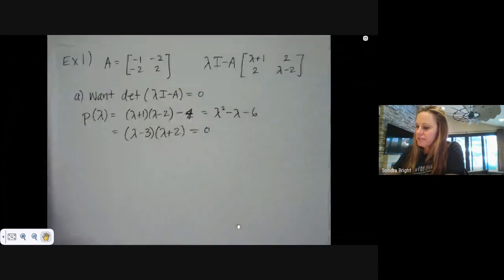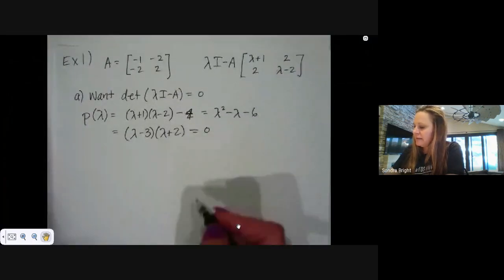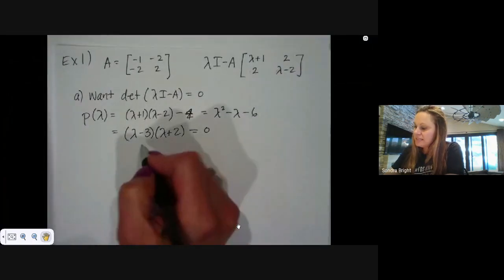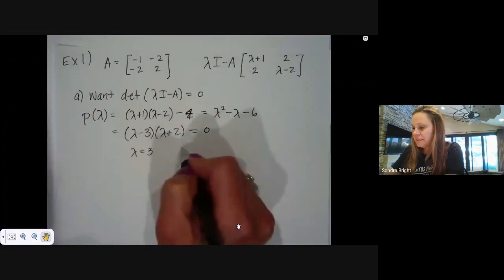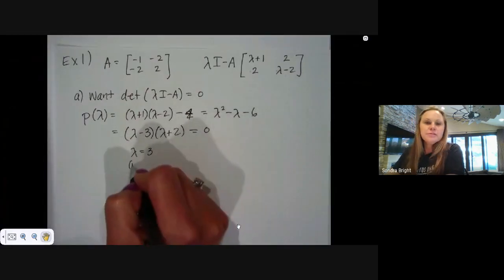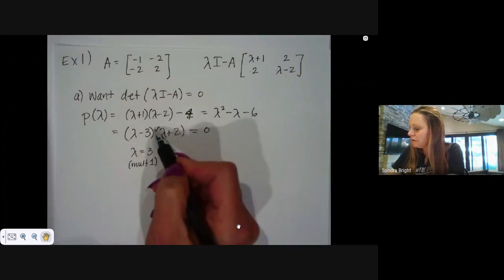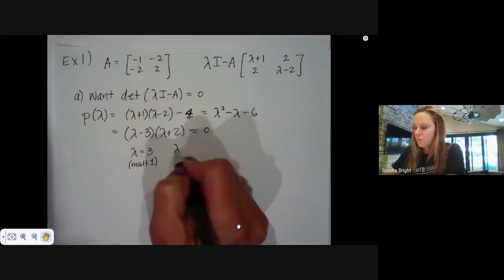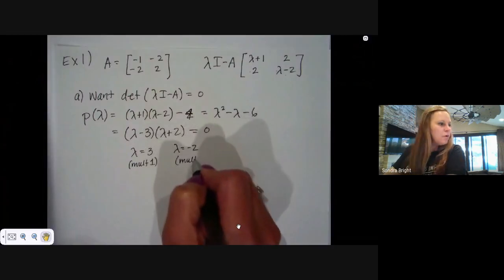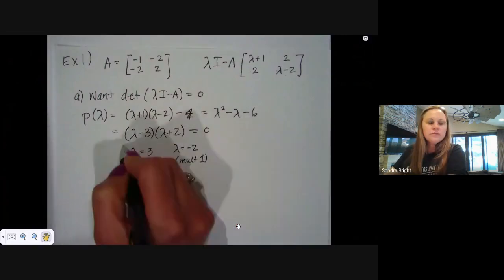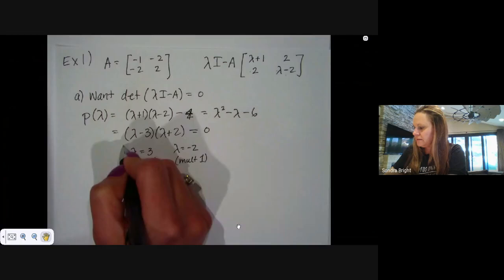Setting each of those factors equal to 0 will give you lambda equals 3, which has a multiplicity of 1, since there's not an exponent on this factor. There's an invisible 1 there. Or lambda equals -2, which also has a multiplicity of 1. So those are the eigenvalues first and their multiplicities that they asked us for. Then we find their corresponding eigenvectors.